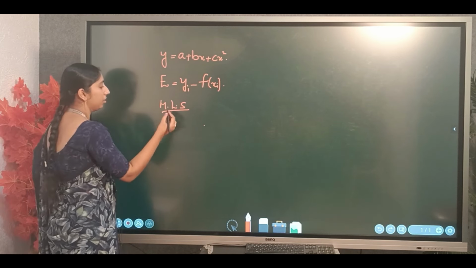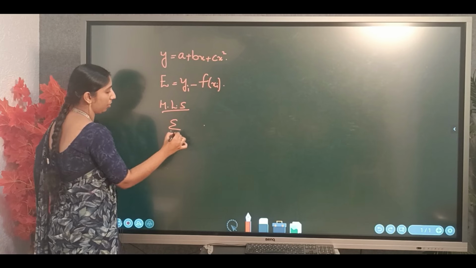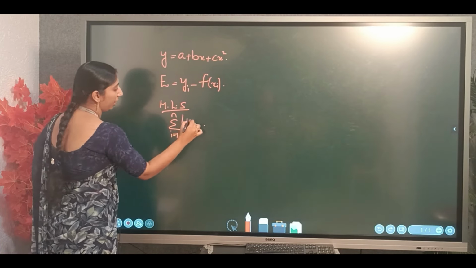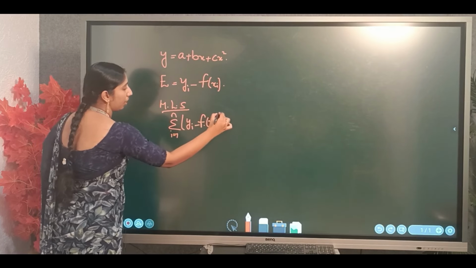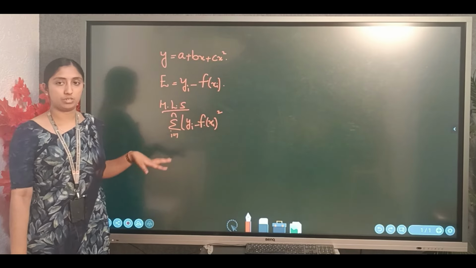That means summation i is equal to 1 to n of squared errors. Here what is the error? yi minus f of xi. So squaring means you have to put the whole square. So this is the principle of method of least squares.